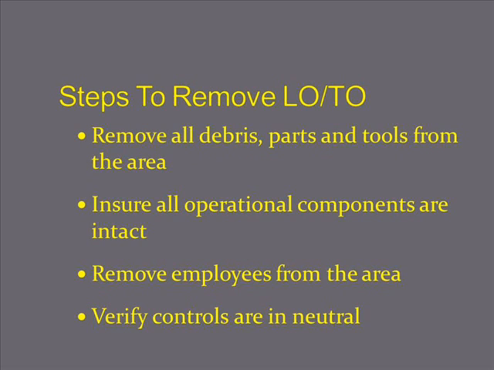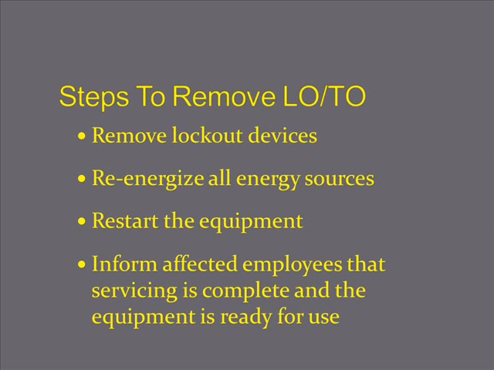Now that the work is complete, here are the steps to remove the lockout-tagout. First, remove all debris, parts, and tools from the area. Ensure all operational components are intact. Remove employees from the area, and then verify that switches and breakers are in the off position. Now we can remove the lockout devices, re-energize all energy sources, and inform the affected employees that work is complete and the system is ready for use.